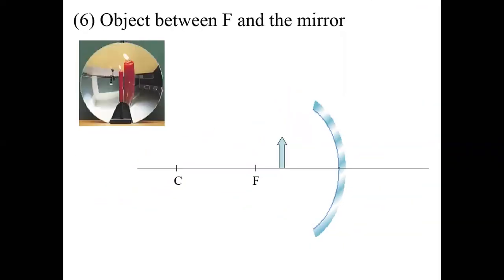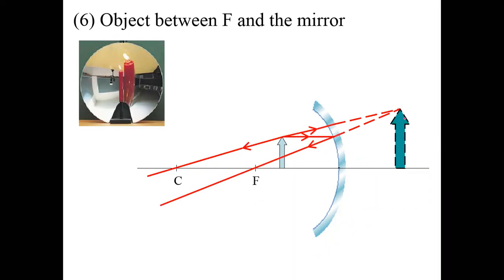All right. So there is only one place where the image is going to be virtual. When you put the object between F and the pole, then the image is going to be formed behind the mirror.